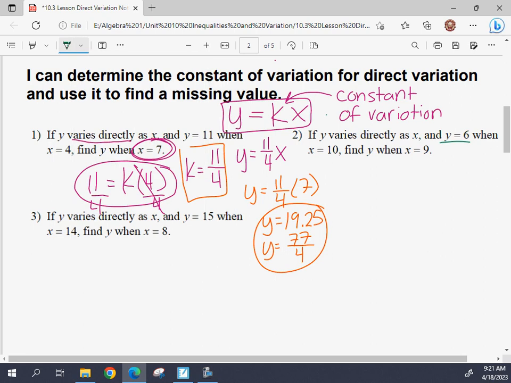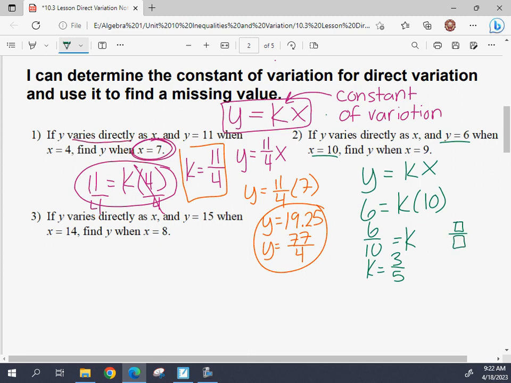Here I have y is 6 and x is 10, so I'm going to use this relationship to find k. So I'm going to plug 6 in for y and 10 in for x. I'm going to divide both sides by 10 to get k by itself, so I get k to be 6 over 10. And then I'm going to simplify that. We should always simplify fractions. So 6 over 10 is the same as 3 over 5. And you know how to do that on Desmos. You put 6 over 10 in, get a decimal, and then hit that fraction button.